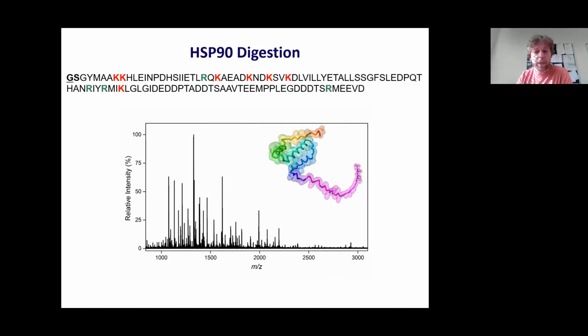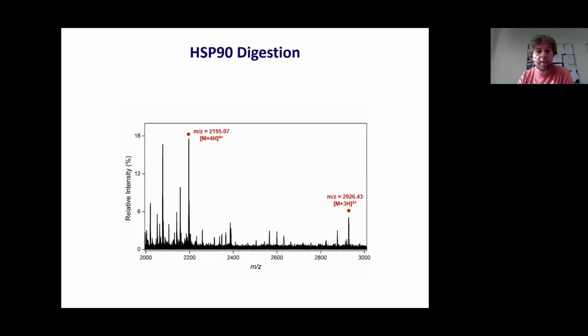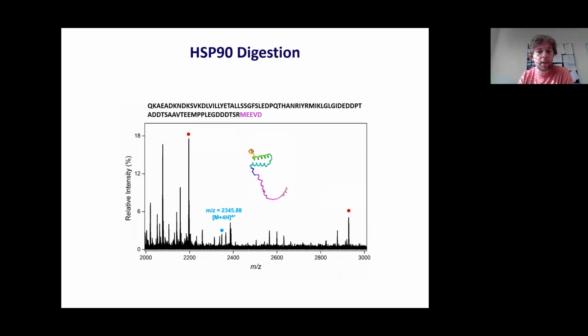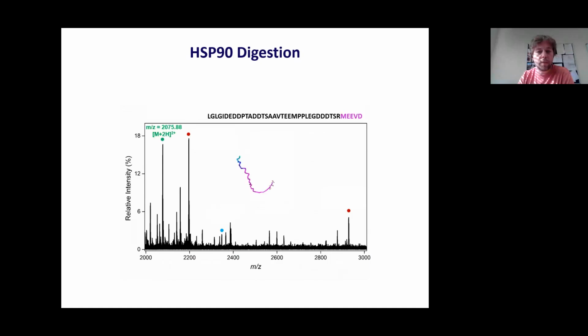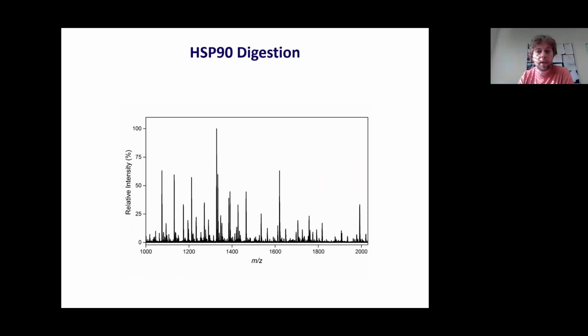So we digested our H390 C terminus, and looking at this region of the mass spectrum, we found a series of peptides: one peptide which doesn't contain MEVed, the same peptide with MEVed attached to it, and a series of peptides with and without MEVed, and we saw the same peptides throughout the mass spectrum. So we proved we can digest proteins. Very spectacular.